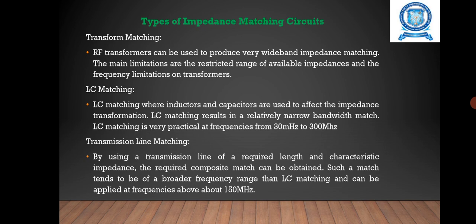The next one is transmission line matching. By using a transmission line of a required length and characteristic impedance, the composite match can be obtained. Such a match tends to have a broader frequency range than LC matching, and it can also be applied to frequencies above 150 MHz.